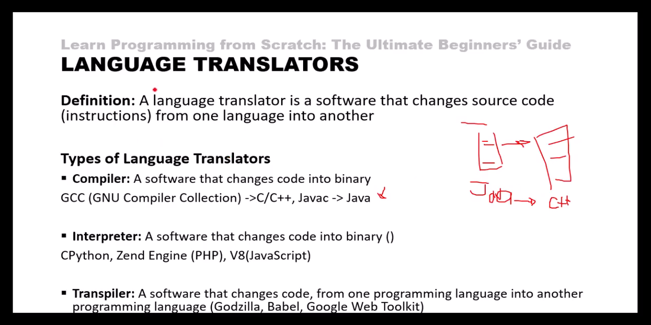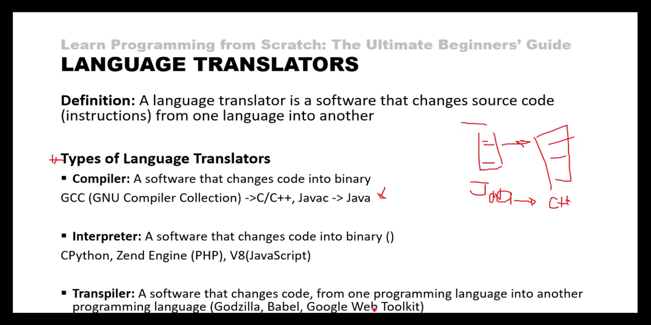You need to understand that the language translator simply changes a programming language from one language to another. Under the types of language translators, you have a compiler, which changes source code, let's say C++ or Java, to binary. You have an interpreter, which also changes source code into binary code. A transpiler changes source code into another form of source code. It does not go from source code to binary, say Java to binary. It will go from Java to, let's say, JavaScript.